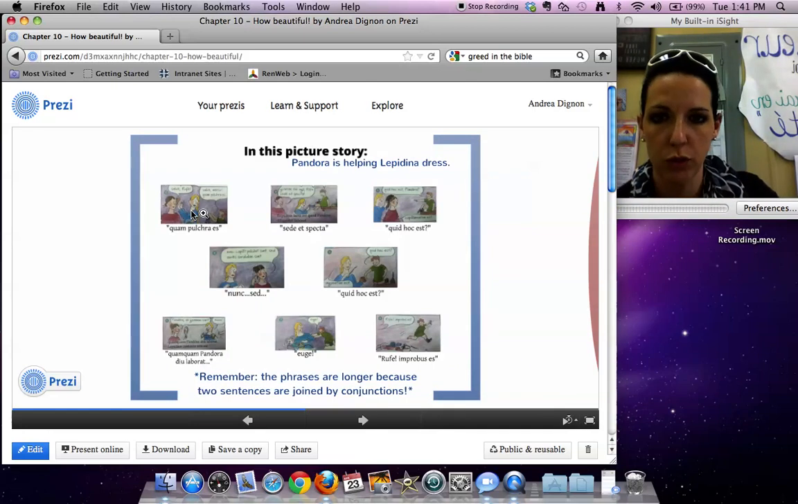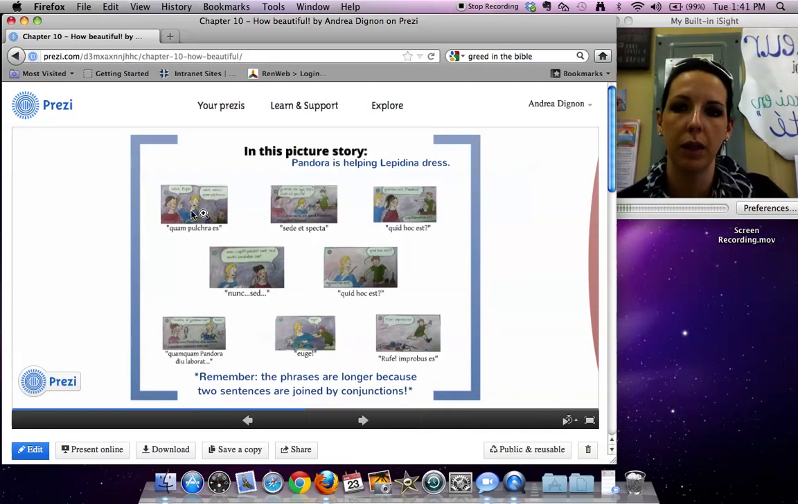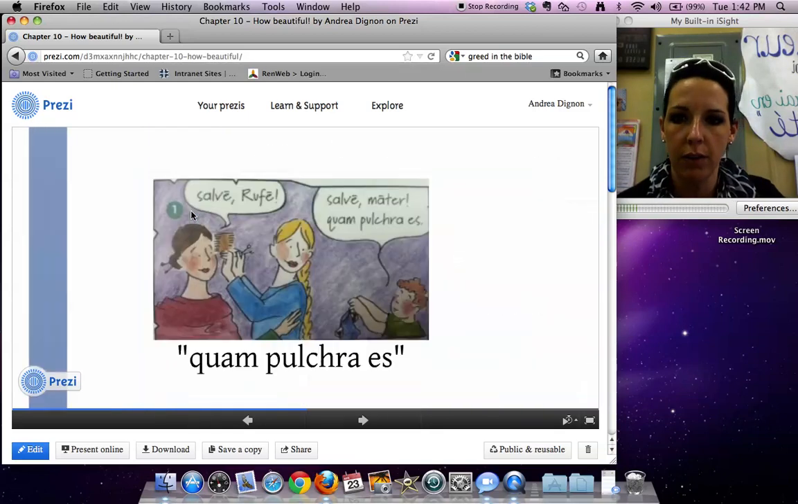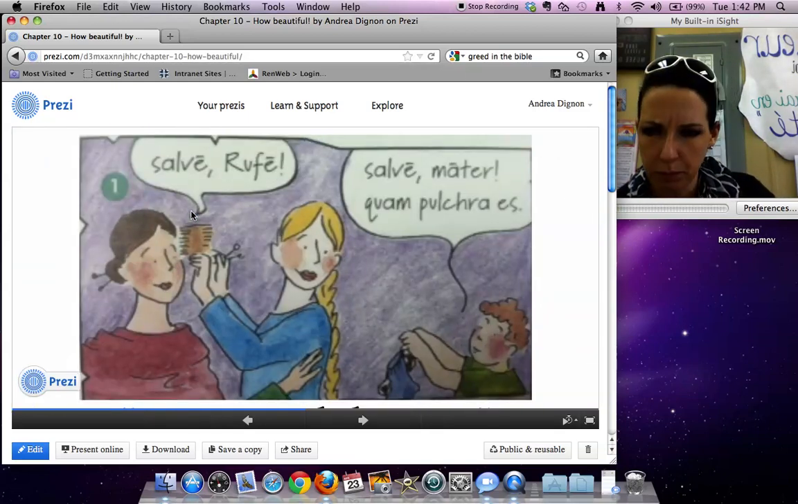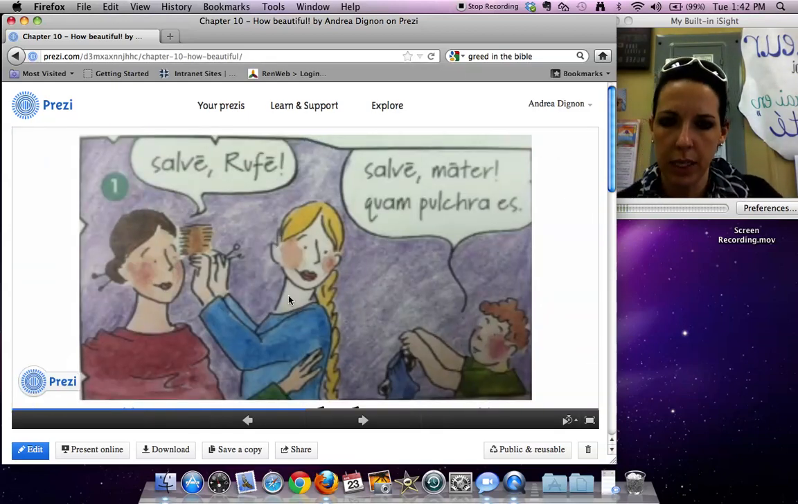This first picture story is where Pandora is actually helping Lepidina dress. All right, so the first one, we've got Lepidina and Pandora. Pandora is helping Lepidina get ready. And then Rufus enters naturally. So I have a feeling we're going to see something happen with Rufus. You already know this. All right, so take a moment, read this, and then I'm going to read it as well.